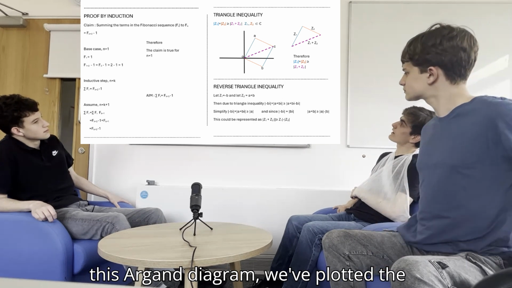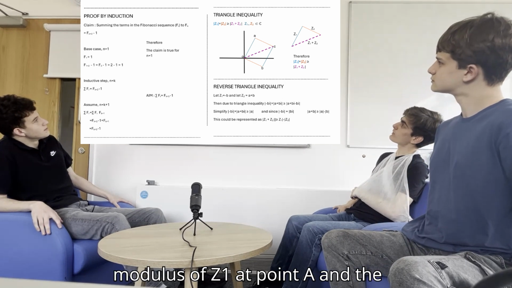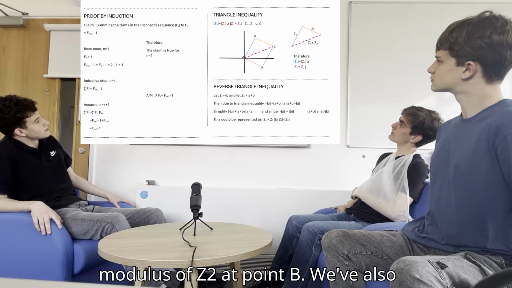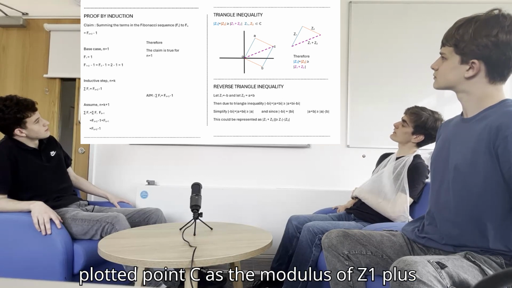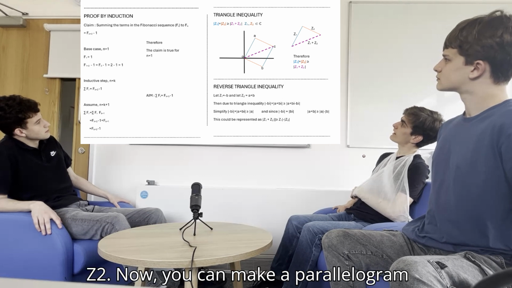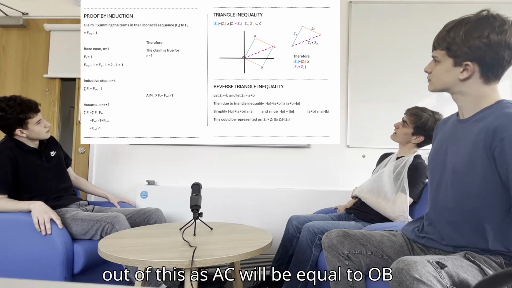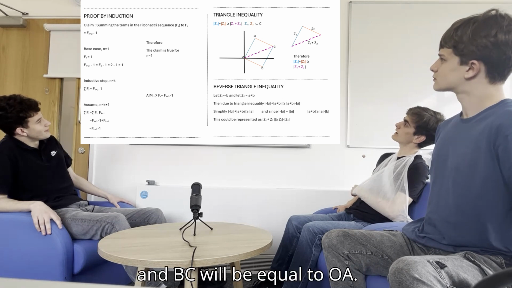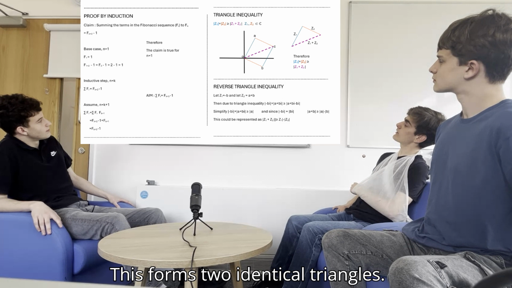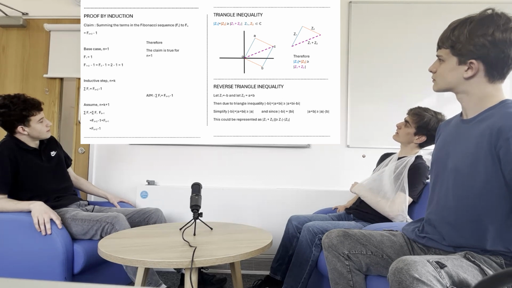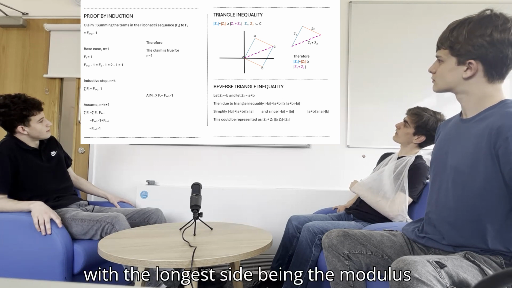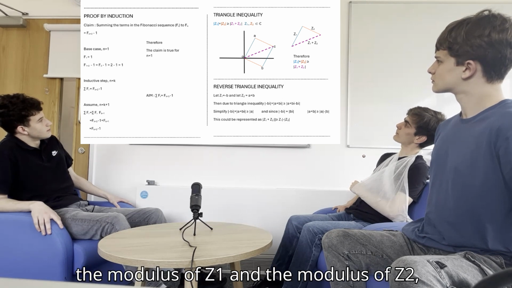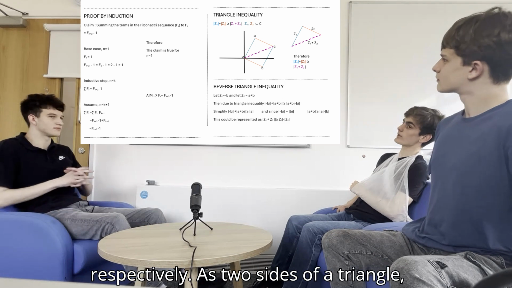So on this Argand diagram, we've plotted the modulus of z1 at a point A and the modulus of z2 at a point B. We've also plotted point C as the modulus of z1 plus z2. Now, you can make a parallelogram out of this, as AC will be equal to OB and BC will be equal to OA. This forms two identical triangles, with the longest side being the modulus of z1 plus z2, and the other two sides being the modulus of z1 and the modulus of z2, respectively.